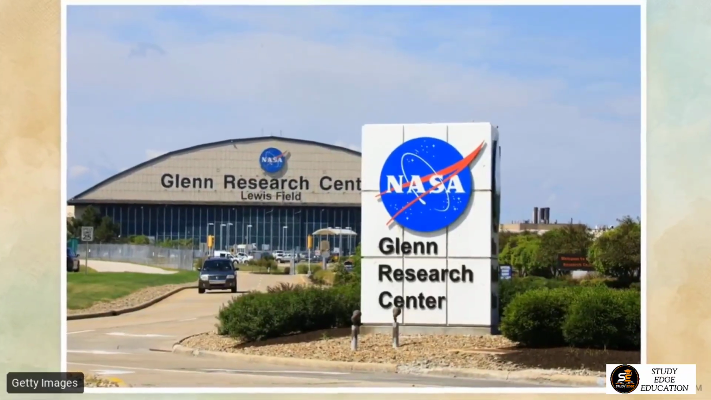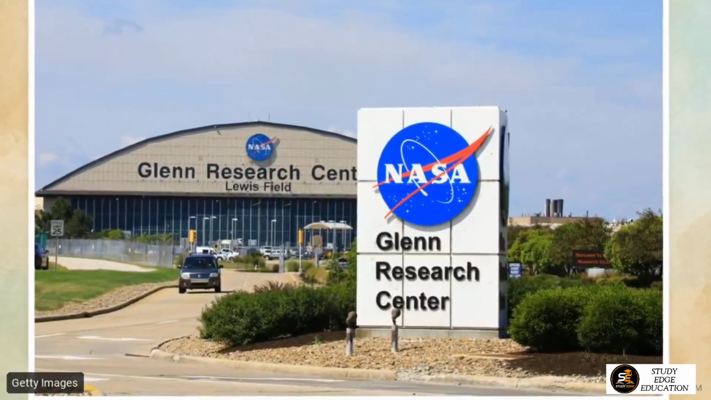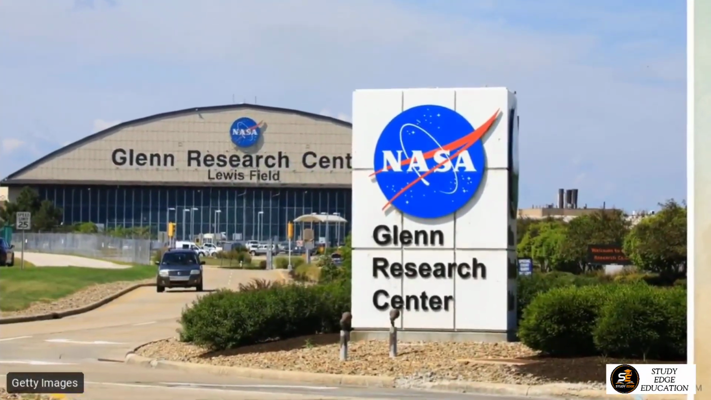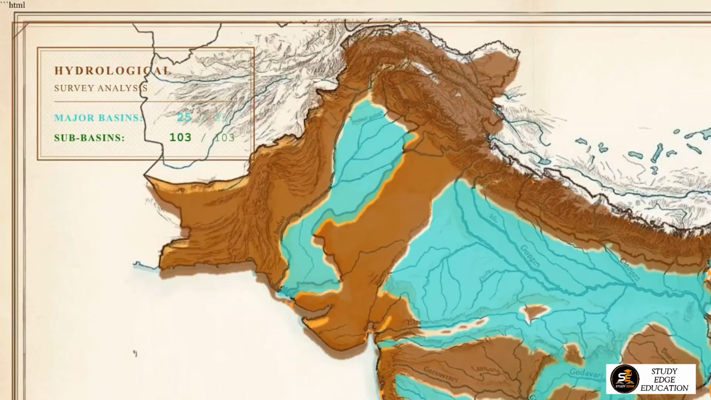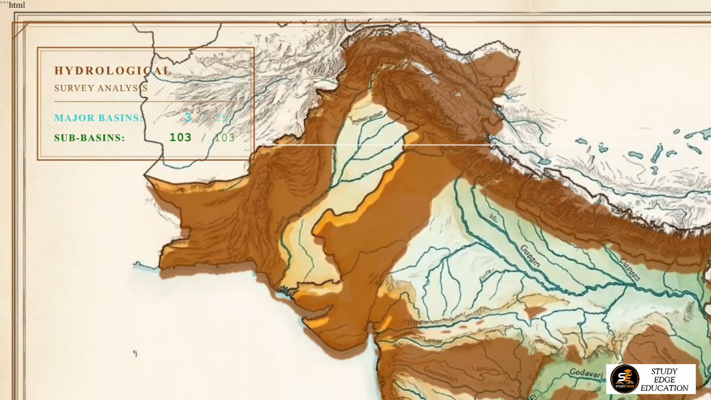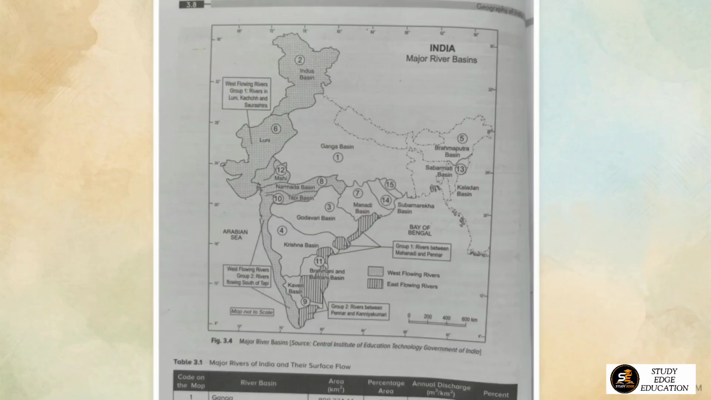To map the true scale of this plumbing system, scientists utilized NASA's SRTM digital elevation data. Using a spatial resolution of 90 meters, they analyzed the terrain and divided the country into 25 major river basins and 103 subbasins. This map displays the result. It charts the major river basins of India, assigning specific zones based on the natural flow of water.